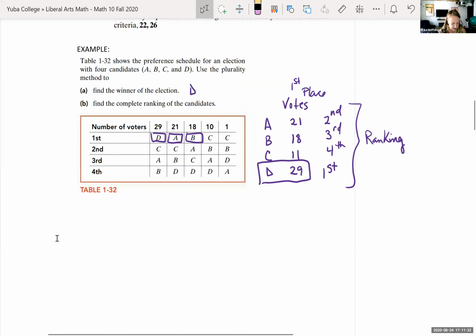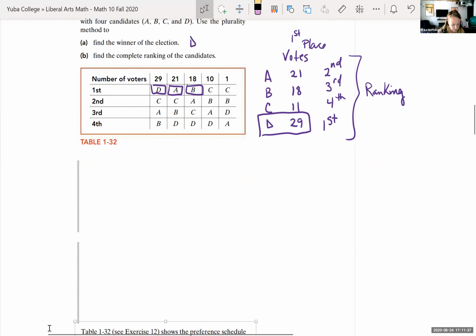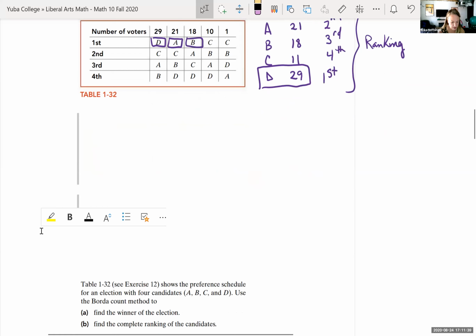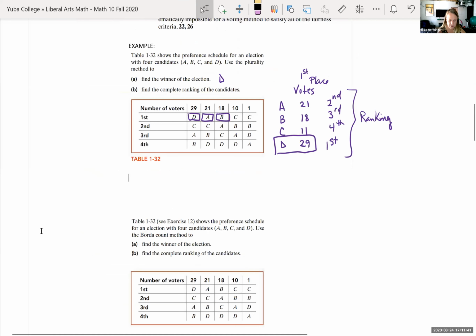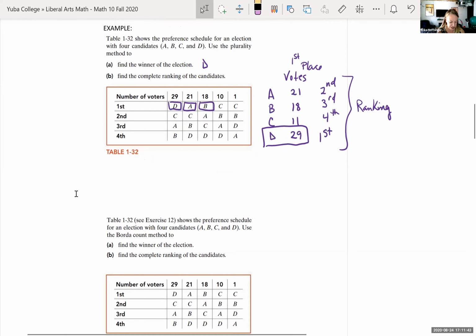So I'm going to pull up the next problem. Same table we're going to use each time.